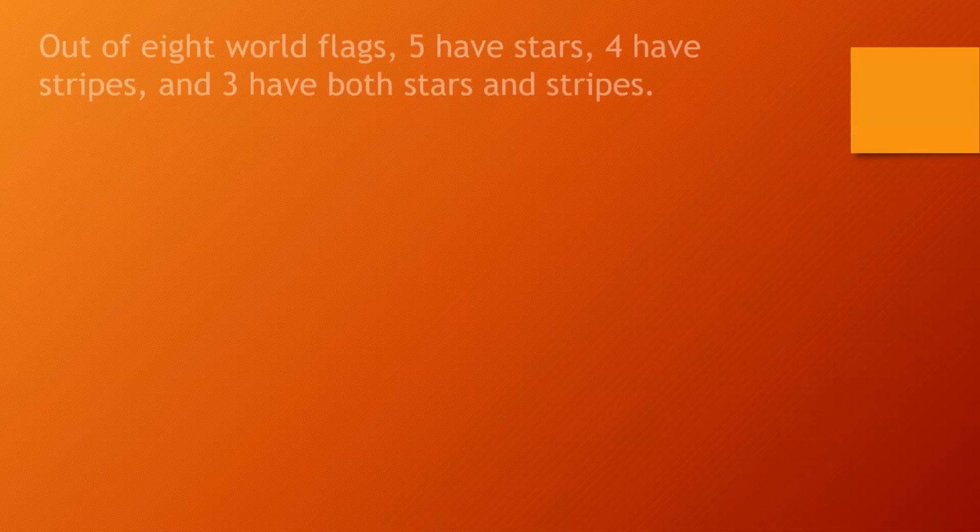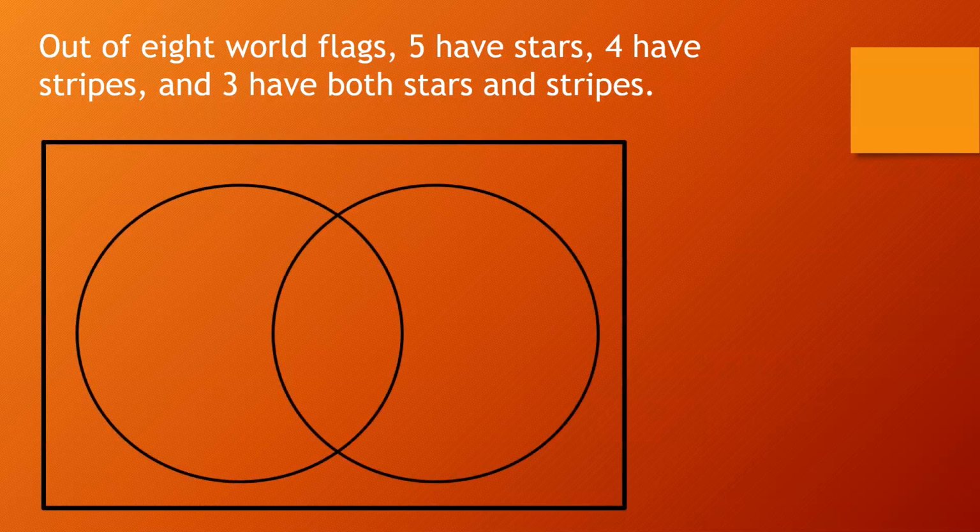Okay, so now let's look at this very same situation but from a slightly different direction. Out of 8 world flags, 5 have stars, 4 have stripes, and 3 have both stars and stripes. So how can we use a Venn diagram to determine how many flags are in each region? In this case, we don't know what the individual flags are. We just know how many there are in each region. So we know some cardinalities.